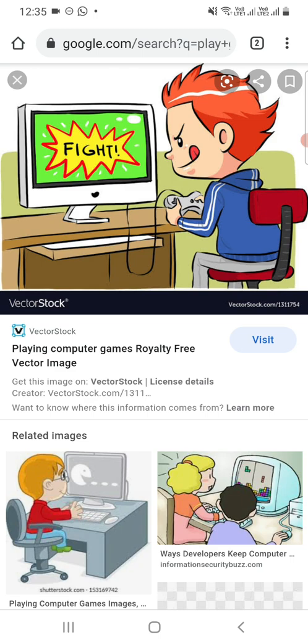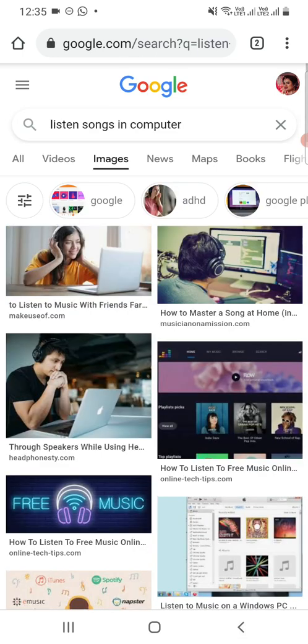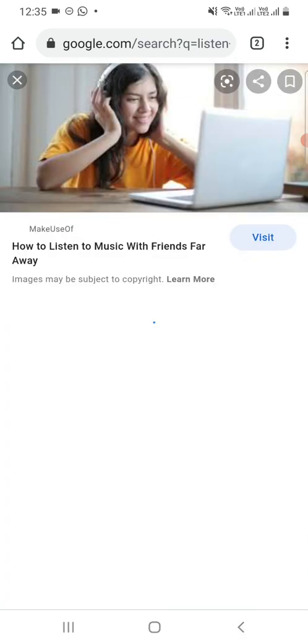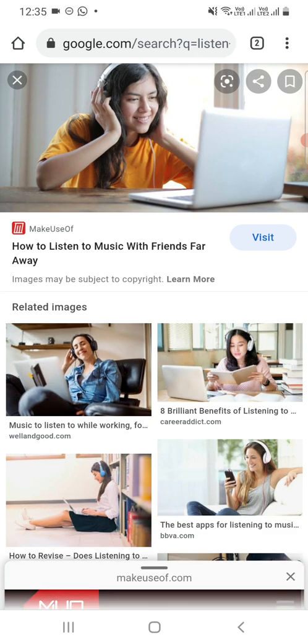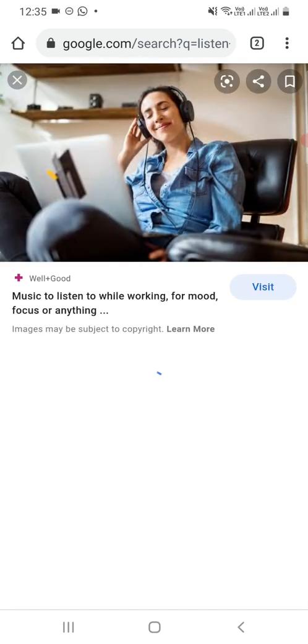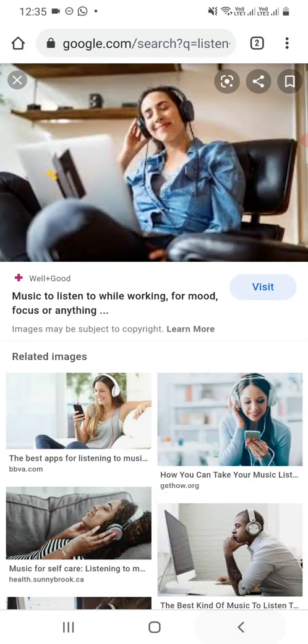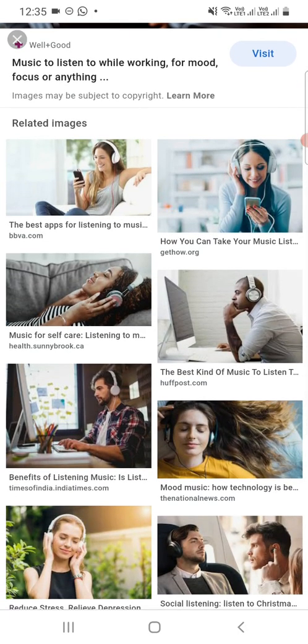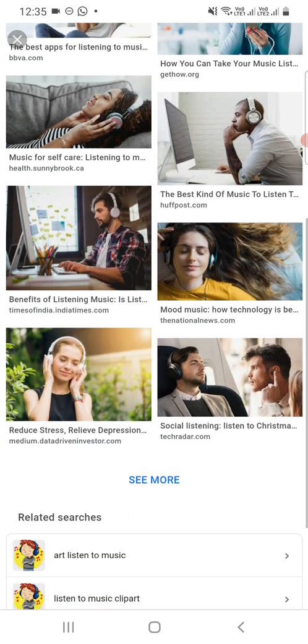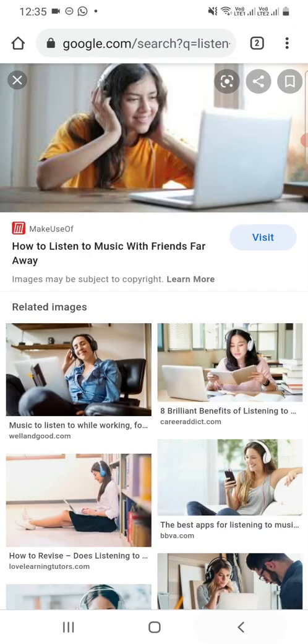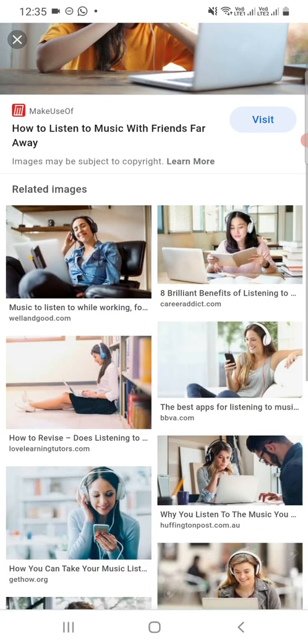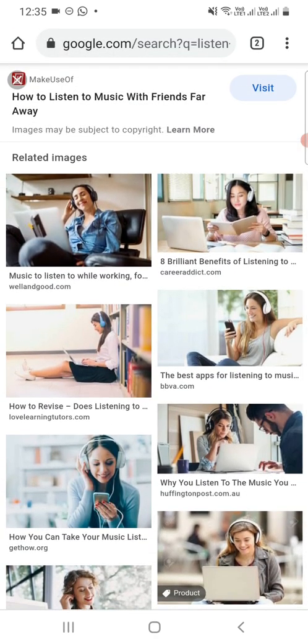Okay, next point, what is that? Listen to songs. So you can see there are so many images. By using a headphone or a speaker, you can listen to songs. You can see there is a girl wearing a headphone connected with the laptop or desktop. We can easily listen to songs. We can listen to songs using our laptop or our computer.